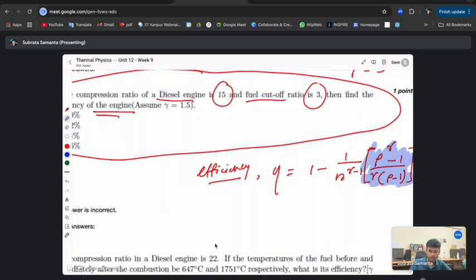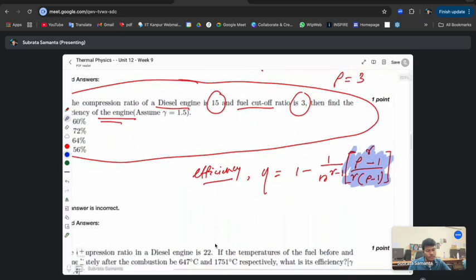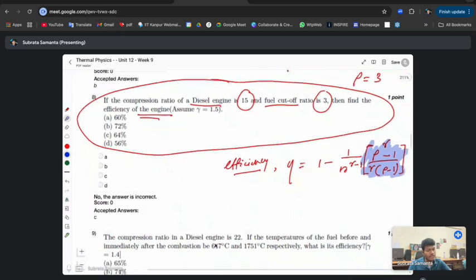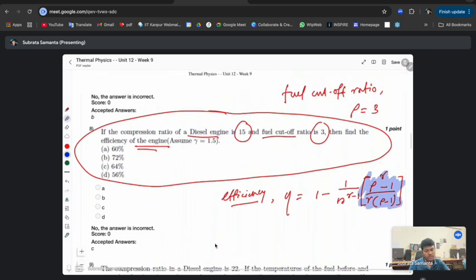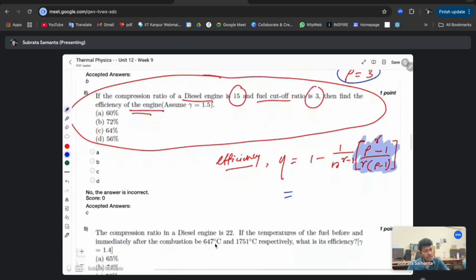Any question? Okay, so this is the diesel engine. The fuel cut-off ratio is 3 in the diesel engine. So now plug in these values. We know the compression ratio r is 15.